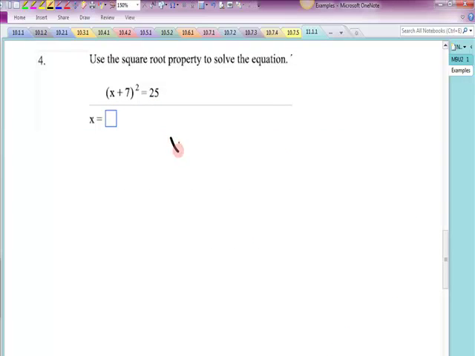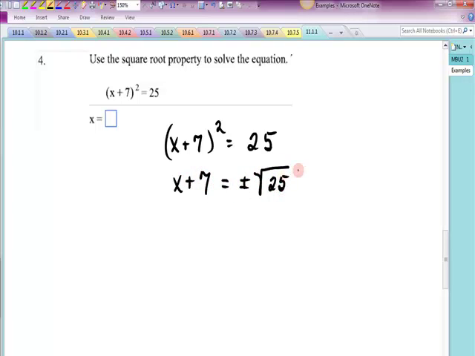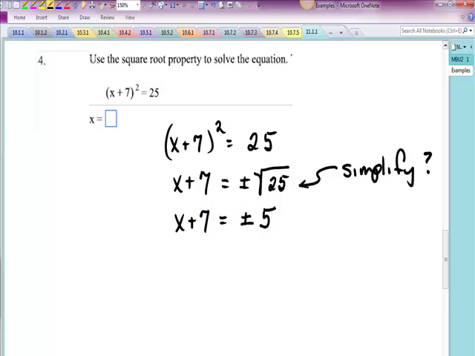The next one is a little more complicated. I have x plus 7, quantity squared, is equal to 25. It's not just x, but it is an expression involving x, quantity squared. Something squared equals a constant, so it is ready for the square root property. Take the square root of the left to get x plus 7 is equal to plus or minus the square root of 25. Can you simplify this? The answer is yes, because it's a perfect square. So I get x plus 7 is equal to plus or minus 5.